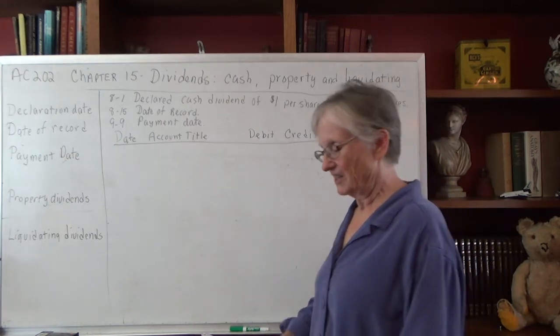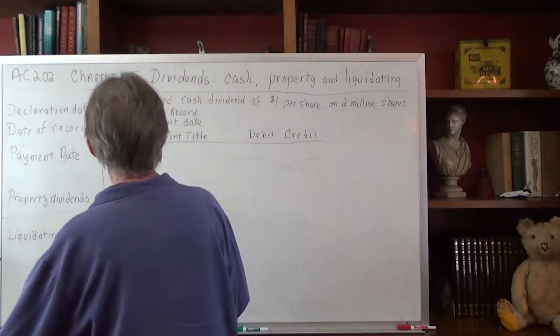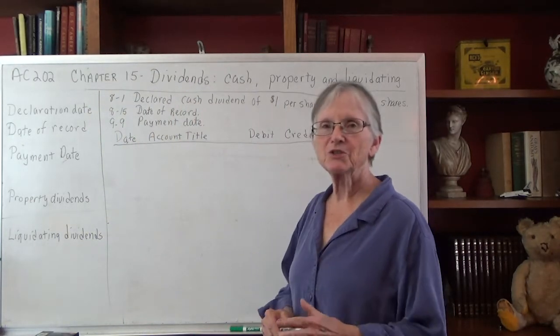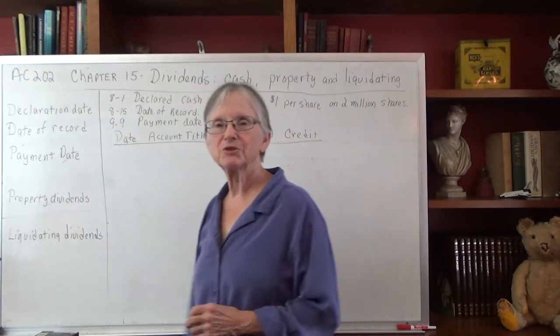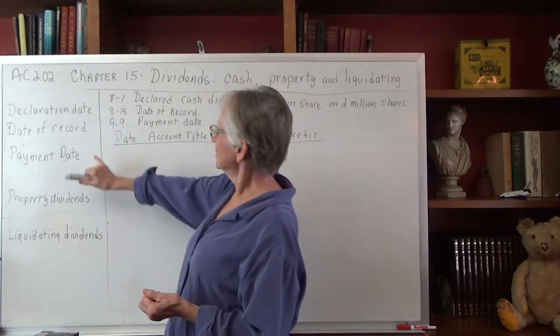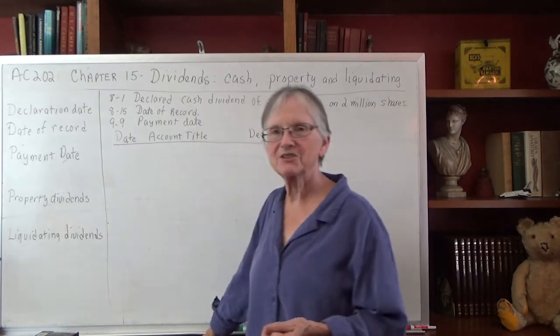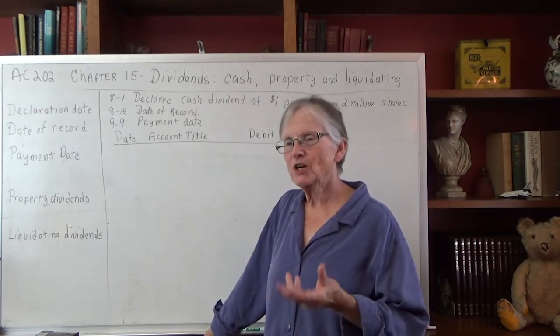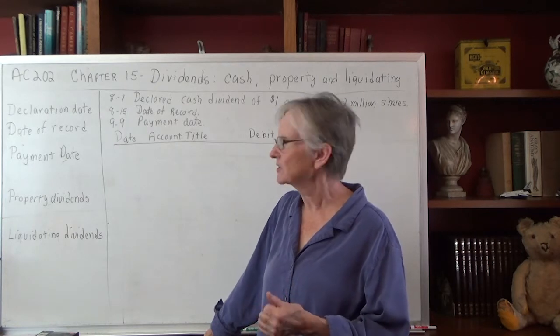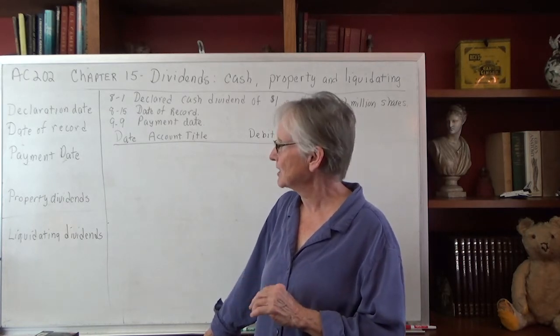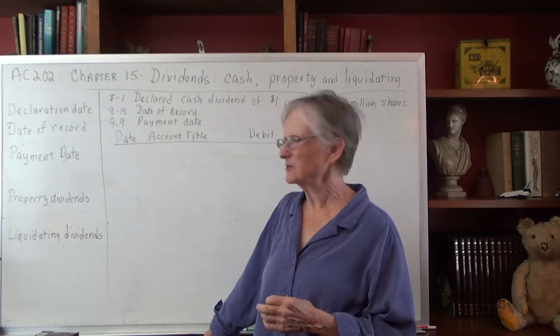So anyway, we've got 3 different dates, and some of this will be a review from AC 102 for you. We get the declaration date, that's the date the board of directors declares the dividend. We've got the date of record, that's when the stockholders who own the stock on that particular date will get the dividend. And then there is the payment date, which is fairly self-explanatory.